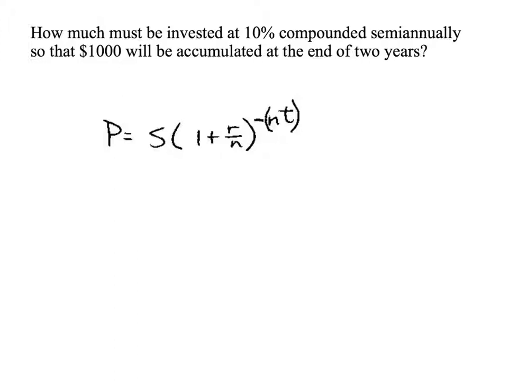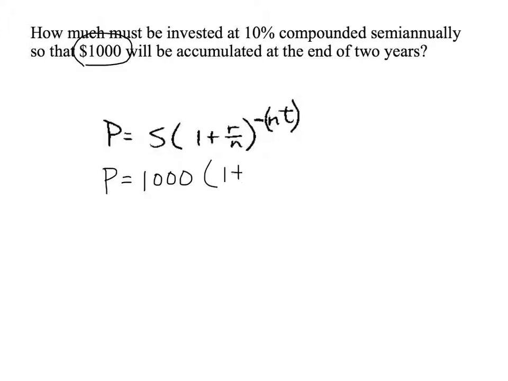In order to solve this problem, we are once again just going to go through and plug in the information that we are given. It says that the P is what we want to know. We want to figure out what the principal is. But I do know that I want $1,000 in the account. So that is my S.